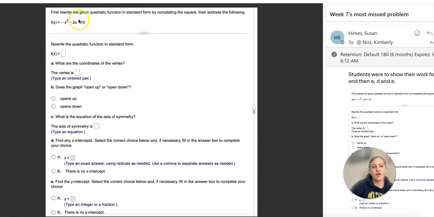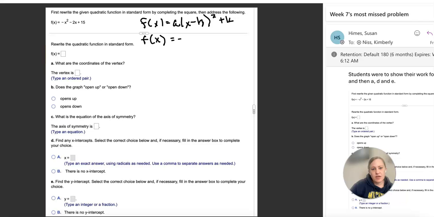So it was the question where you were asked to first rewrite the given quadratic function in standard form by completing the square, and then you address the following. In this case, we're given that f of x equals negative x squared minus 2x plus 15. The standard form that we're trying to get to is f of x equals a times (x minus h) squared plus k. So the first thing that we're going to do is pull out this negative out of our x terms.